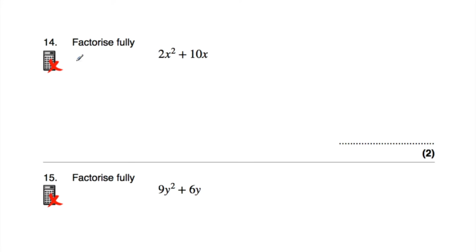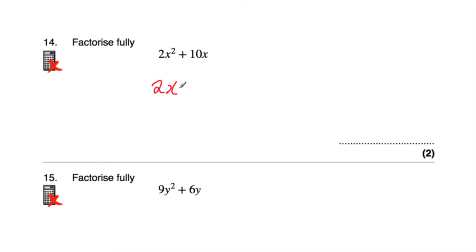So question number 14, we've been asked to factorise fully 2x squared plus 10x. Now in this question, we're not just going to take out a number or a letter, we're going to be taking out numbers and letters. And there's a bit of a hint in the question where it says factorise fully. So that gives us an idea that we should check to see if we can take out both letters and numbers. So if we look at 2x squared plus 10x, both of these terms are divisible by 2 because we've got 2 and 10 and we can divide both of those by 2. But we've got x squared and x, so we can divide both of the terms by x as well.